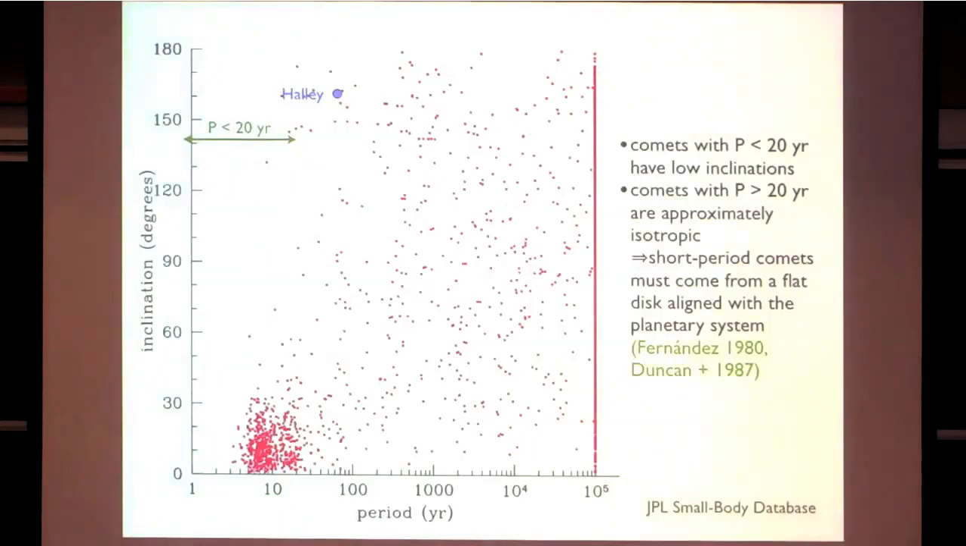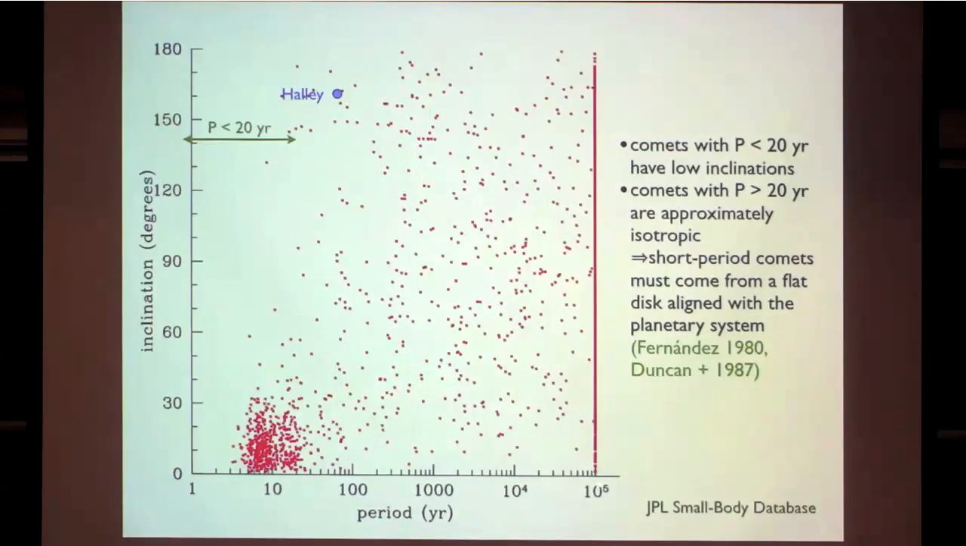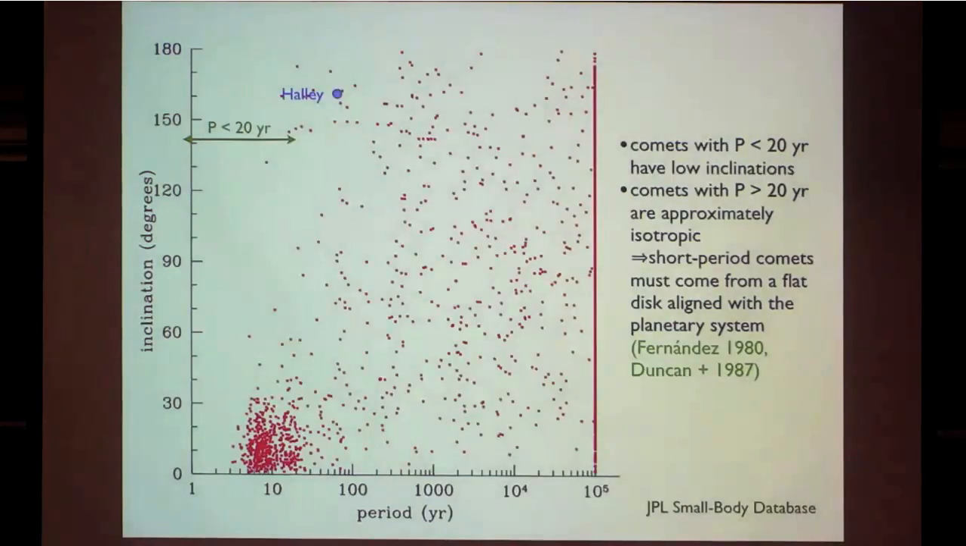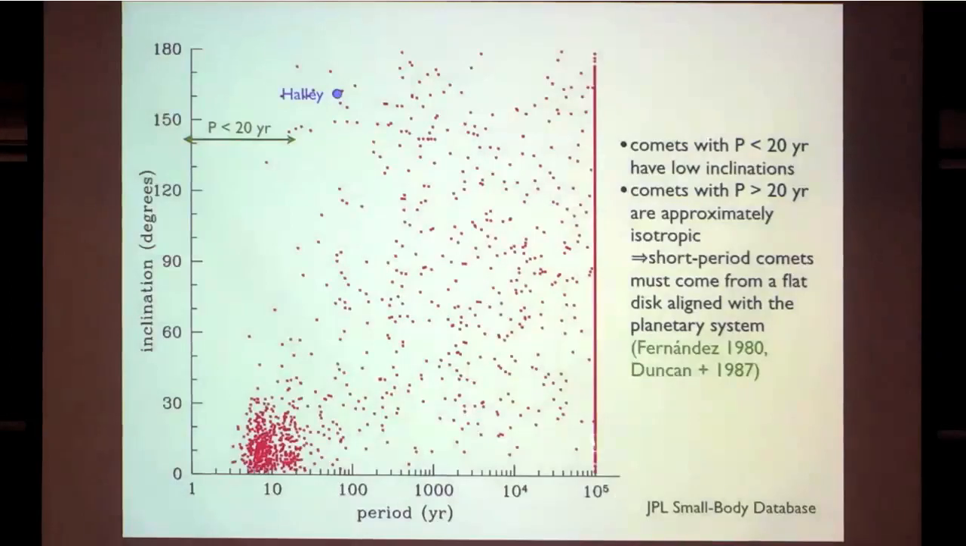So this is a plot of all of the comets in a database provided by JPL. This axis is the inclination of the comet orbit. This axis is the period of the comet. I've taken it up to 10 to the 5th years and stopped there. That's because when the orbit is very long, it's nearly parabolic, and it's quite hard to distinguish exactly what the orbital period is. So I've just taken all the near parabolic orbits and plotted them there.